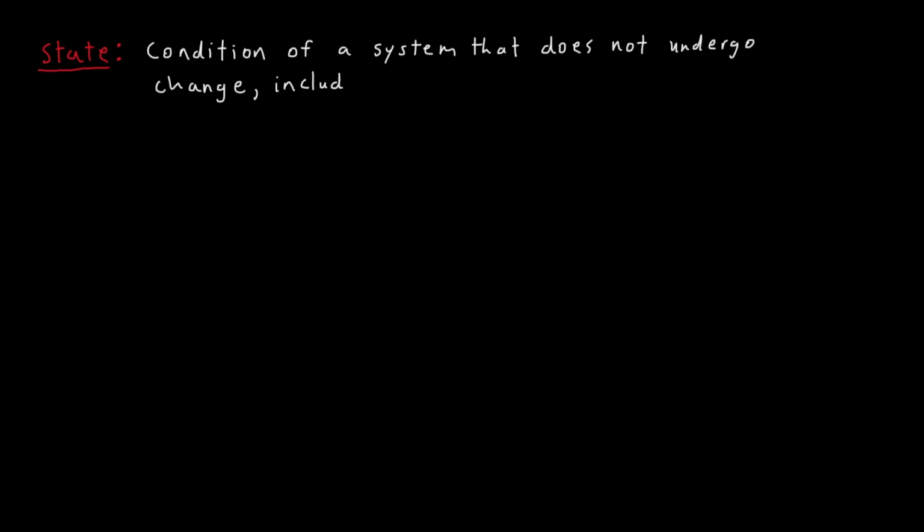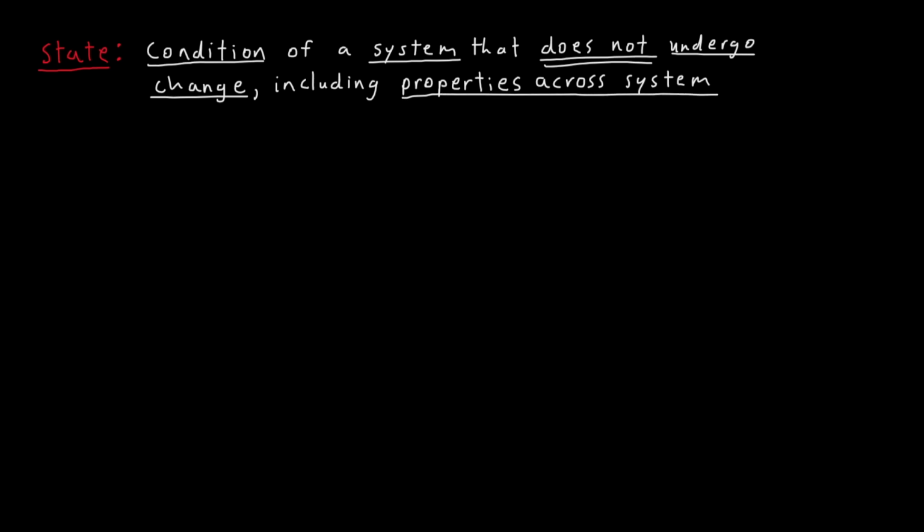Next, we'll go ahead and define a state. So a state is simply a condition of a system that does not undergo any change, including properties across the system. So again, a system's condition that does not undergo change, including the system's properties.